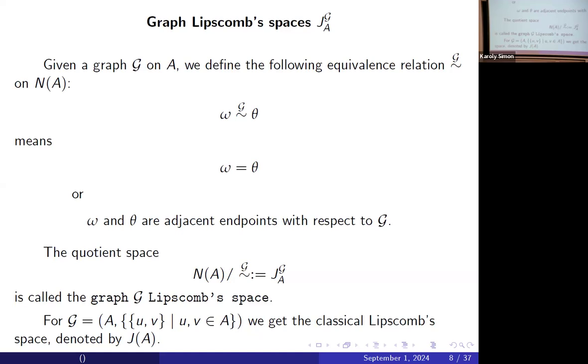And now we can define an equivalence relation on the Baire space. Omega and theta are equivalent if they are equal or if they are adjacent endpoints with respect to the graph G. And the graph Lipscomb space is actually the quotient space of the Baire space through this equivalence relation.